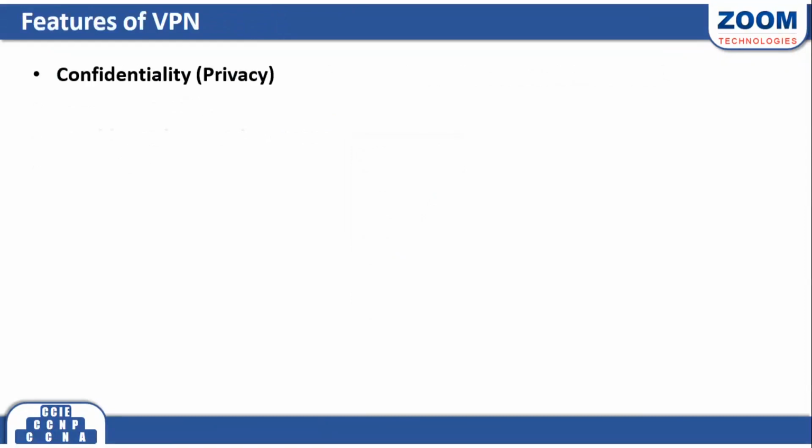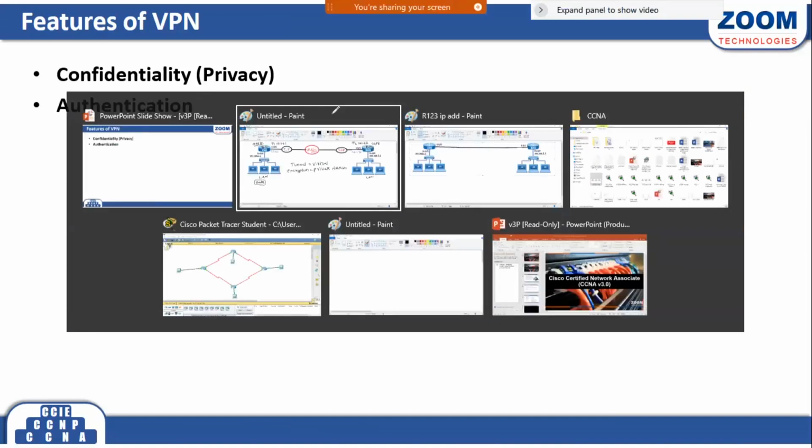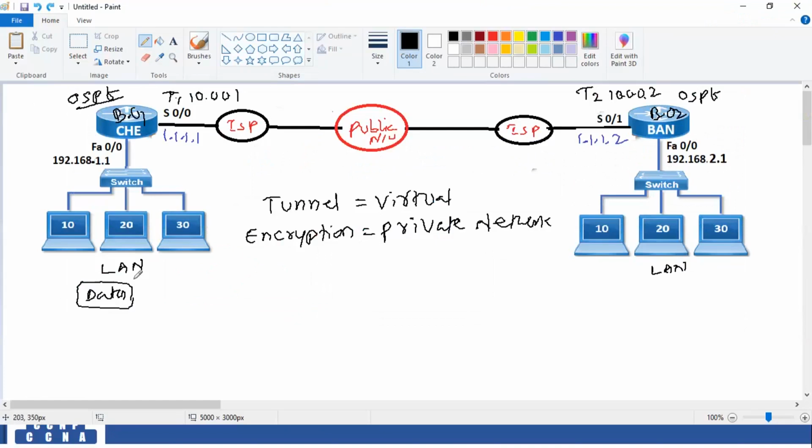So VPN provides these features: confidentiality, meaning data is encrypted and private. If someone captures the data and opens it, it is encrypted. Authentication: to open that packet, they require authentication, a password. So this is a data packet, guys.